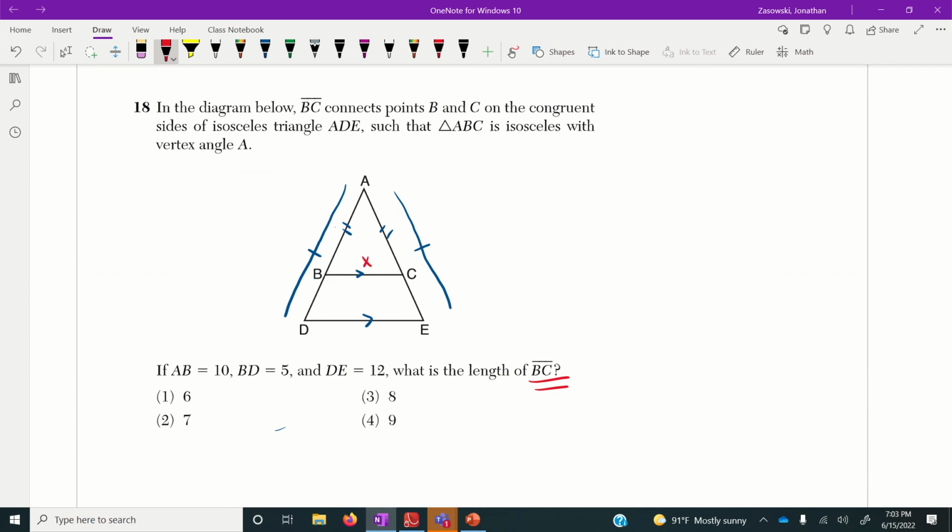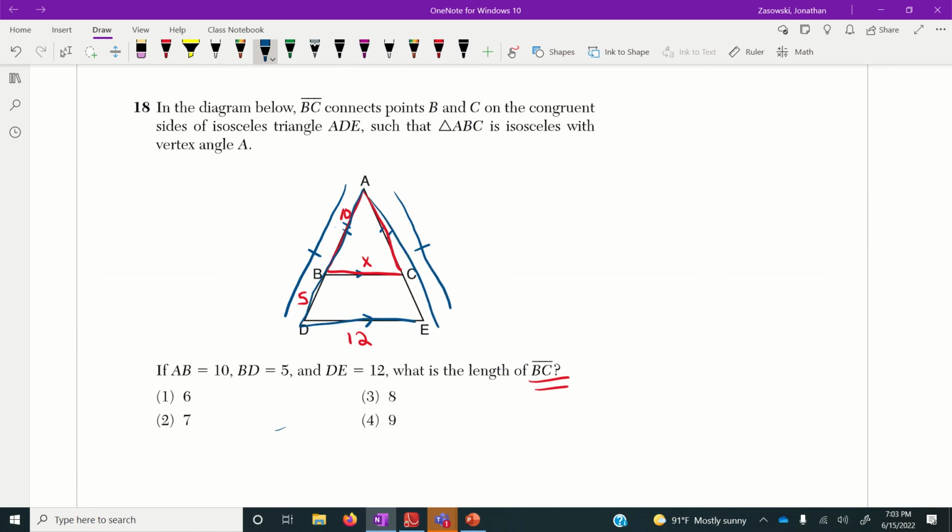So that's X. We know AB is 10, that BD is 5, that DE is 12. So we're going to think about this as being two separate triangles here. We've got this small triangle right here, and then this side that's 12 is part of this really big triangle going all the way around.